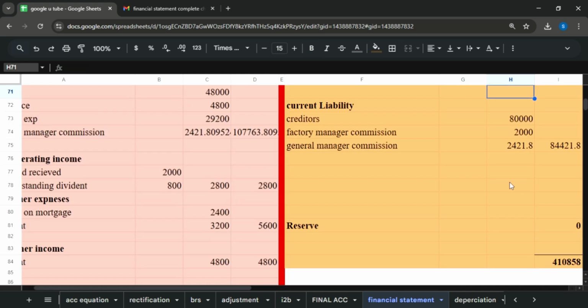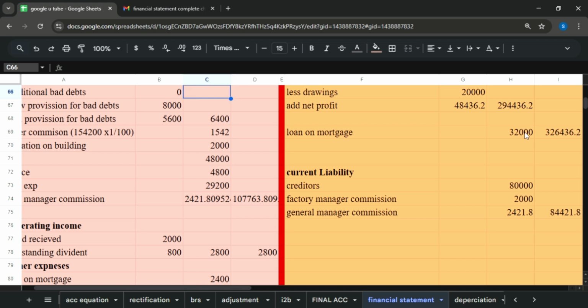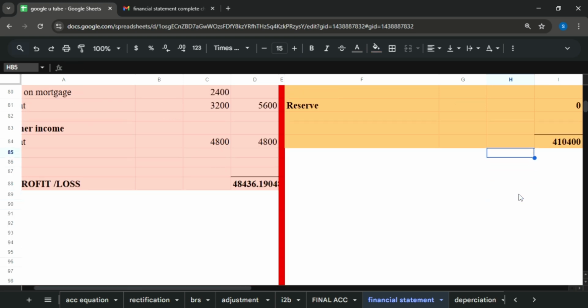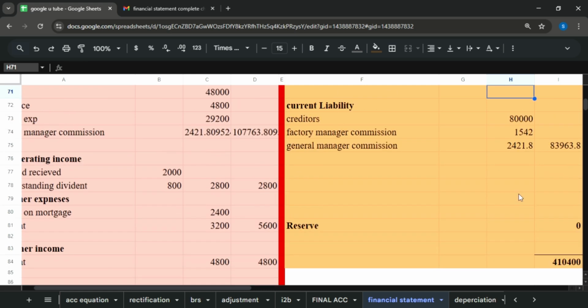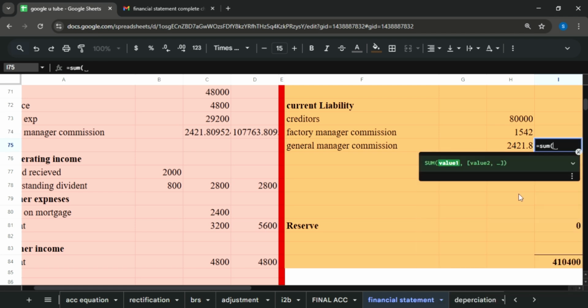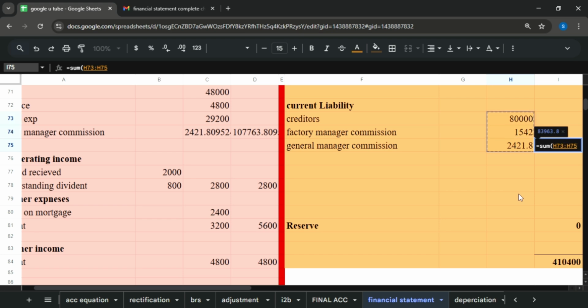And have we general manager 2421.8. Okay, factory manager commission is 2000. Let's check it out. I think this is not like that. Oh, this was 1542. So let's change it to 1542. Okay, now we will take its sum again. Sum of these three amounts. Current liability is completed.